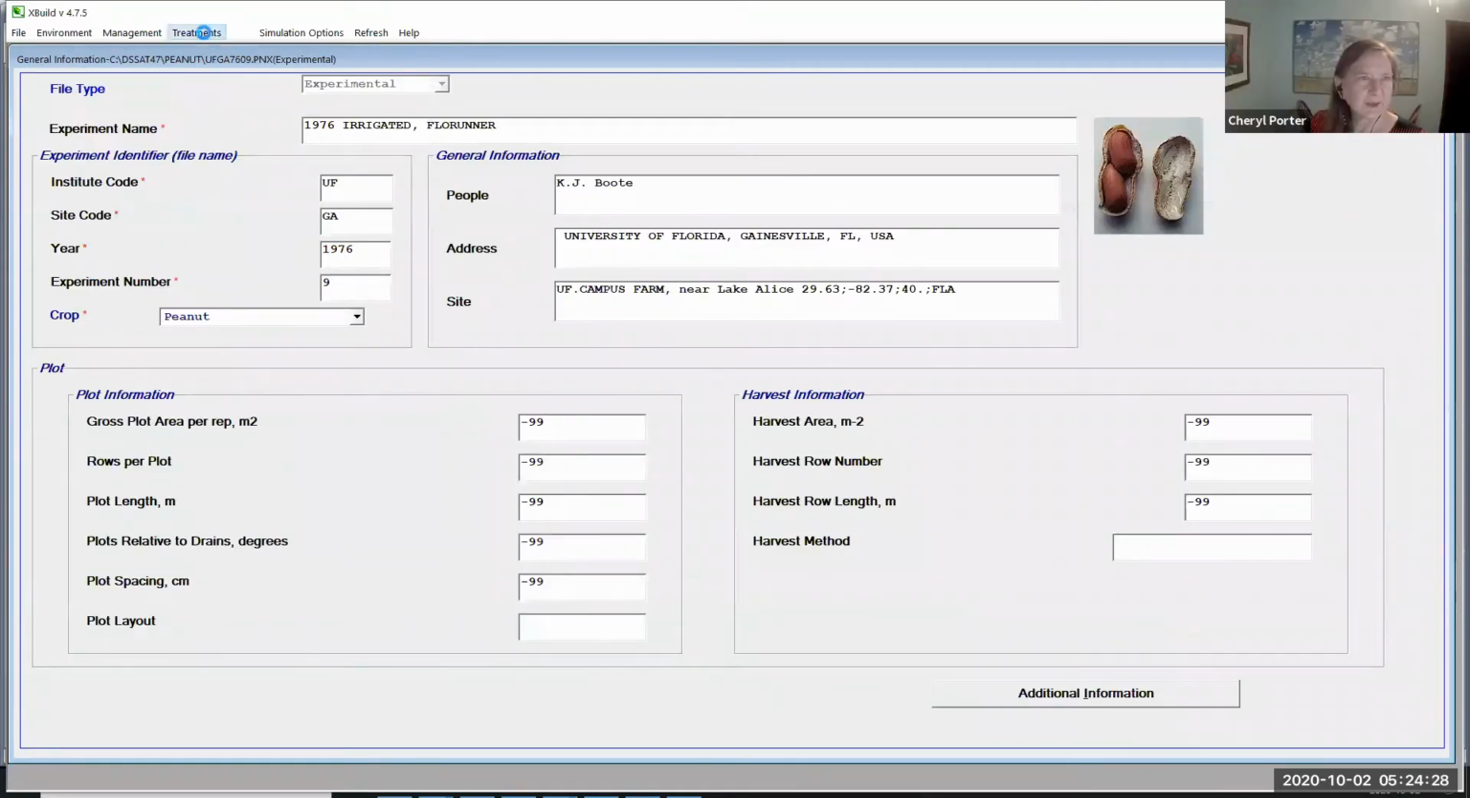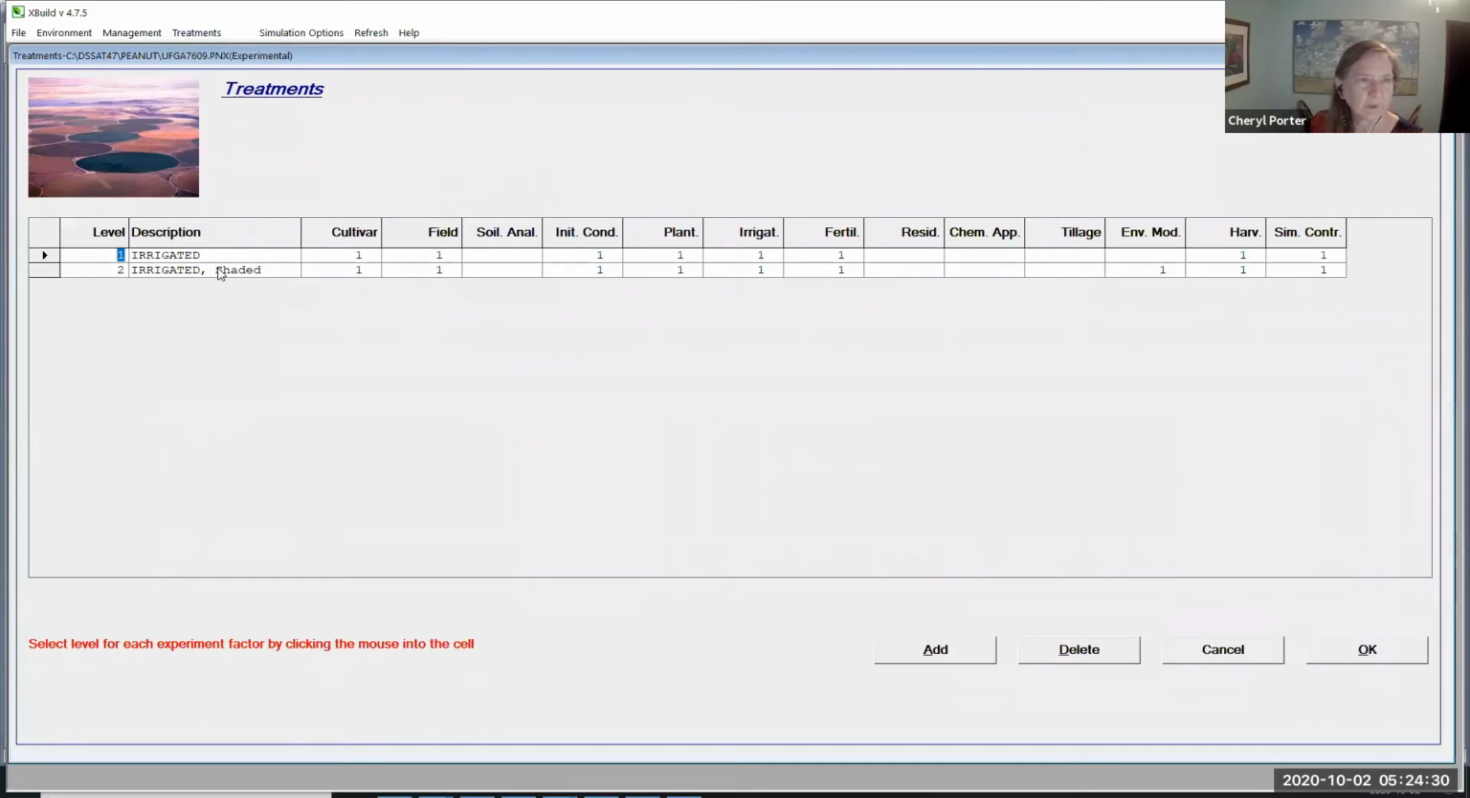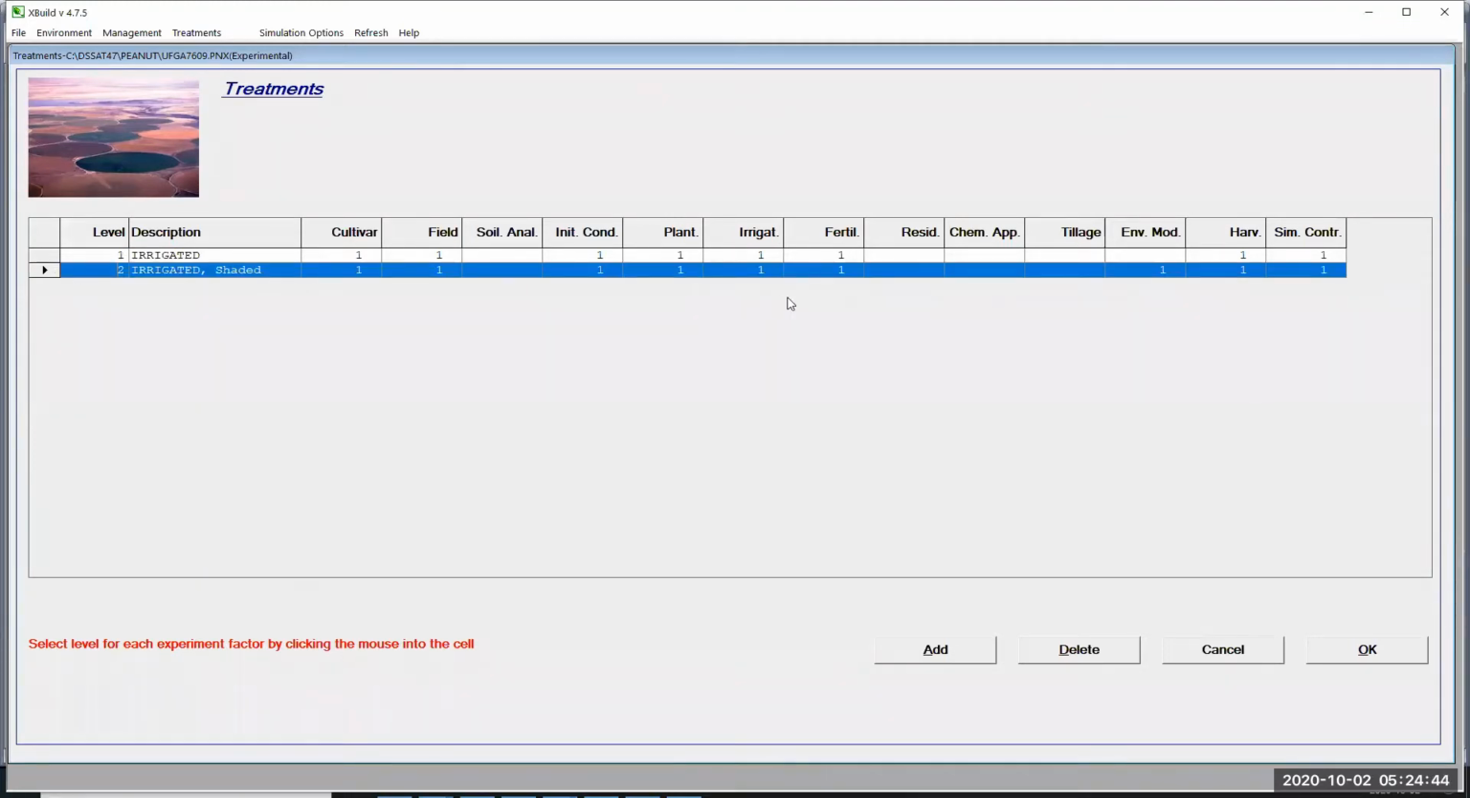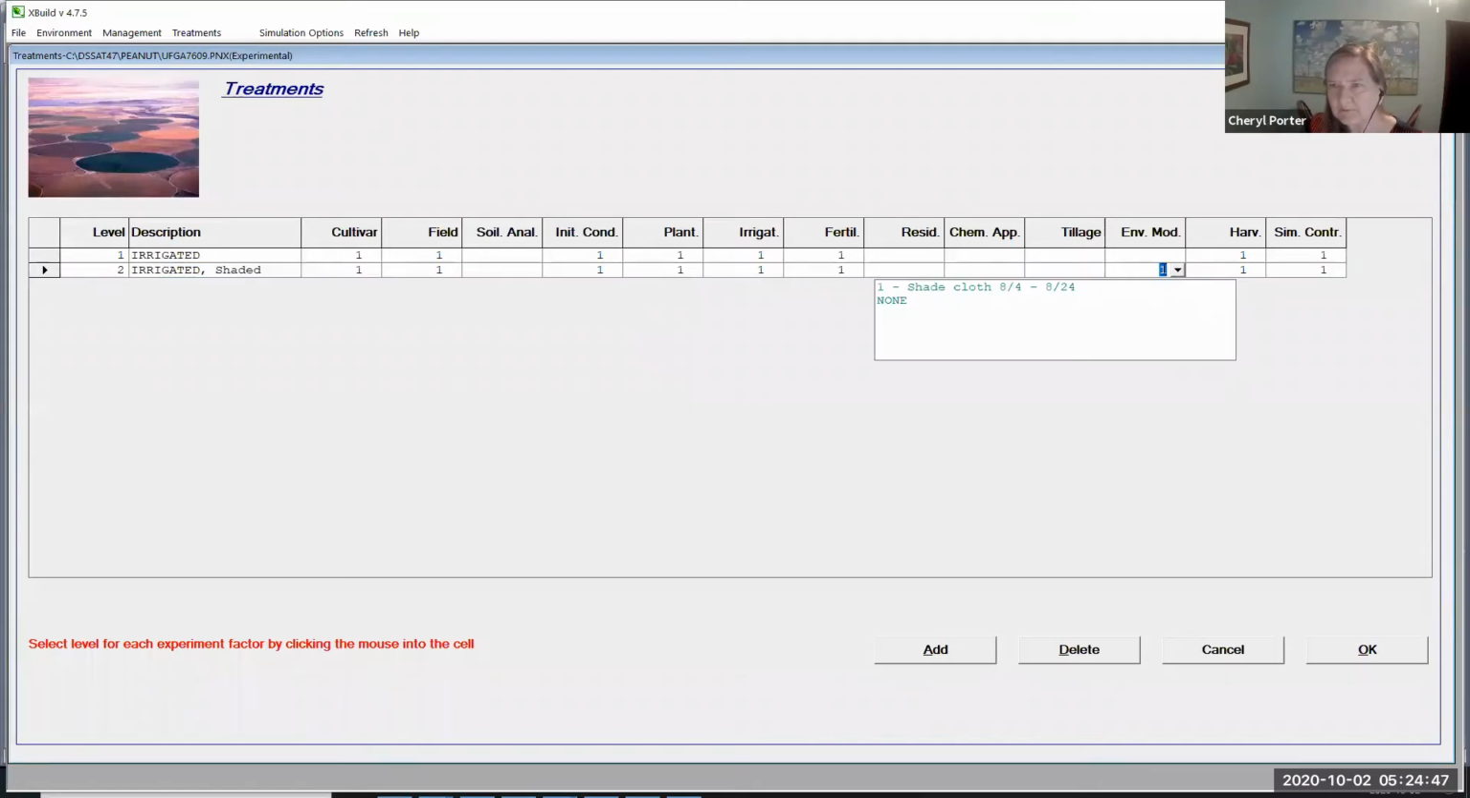Okay, and then the other thing I want to show is the treatments table where we added that shaded treatment. So what we did was, in environmental modifications, we selected that new environmental modification level.